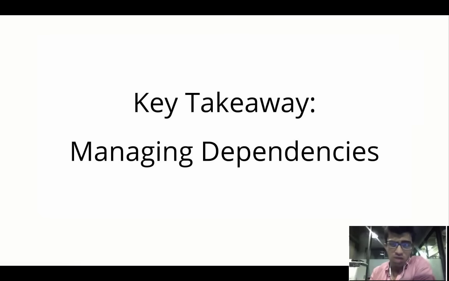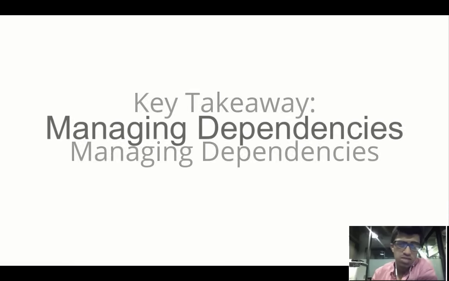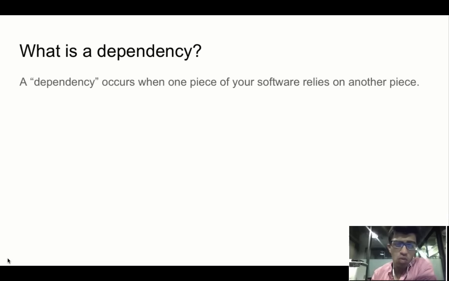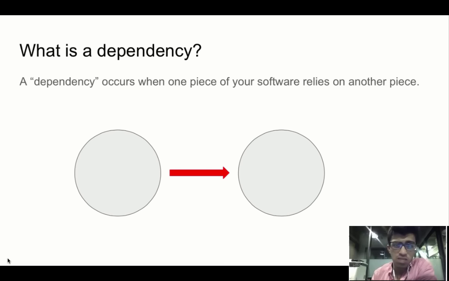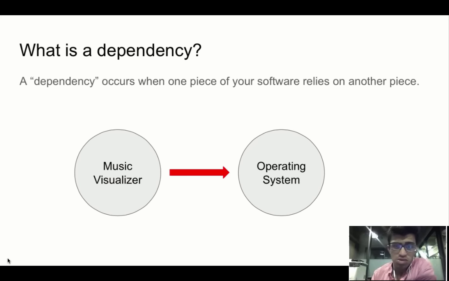All right, so I want to emphasize an important principle that came up in how Mike organized his code. He paid special attention to managing dependencies in his code. So first of all, what is a dependency? A dependency occurs when one piece of your software relies on another piece. Now, in Mike's music visualizer, the music visualization logic depends on audio captured from the operating system, so the app depends on the operating system.